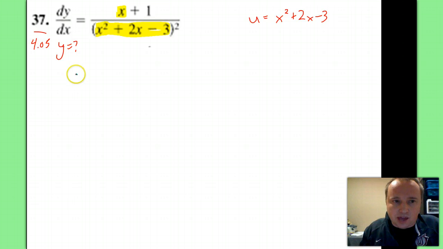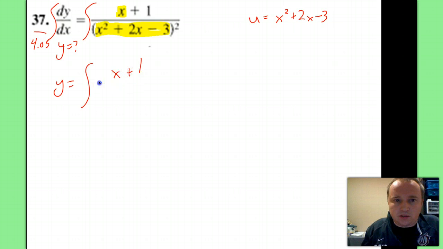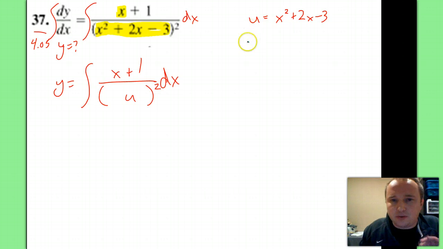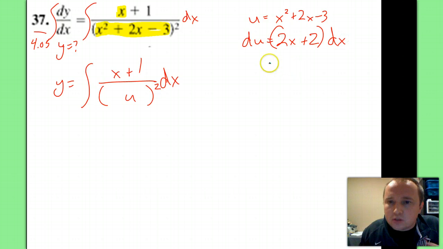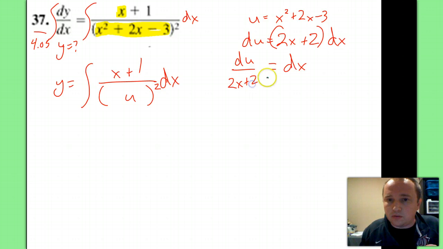So if I make u equal to that, really, if I take the antiderivative of dy dx, my function is going to be the antiderivative of x plus 1 divided by u squared. There's a dx here. I've got to deal with those x's, and I have to deal with the u's. And I've got to get that dx out of there. So I take the derivative. I get du equals 2x plus 2 dx. So what does dx equal? Dx equals du over 2x plus 2.